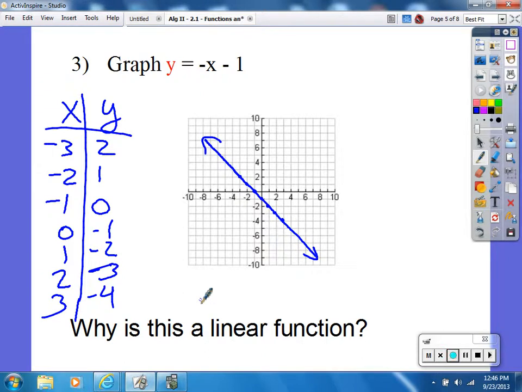Now that we graphed it, there's a question. Why is this a linear function? There's a couple reasons. Good, that's a great one. Linear means line, and it forms a line. I agree. Oh, say that really loud. There's no exponents greater than 1.